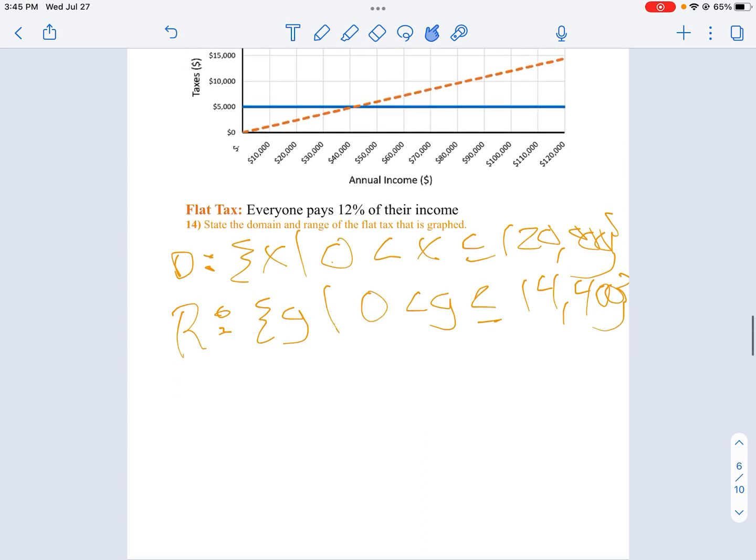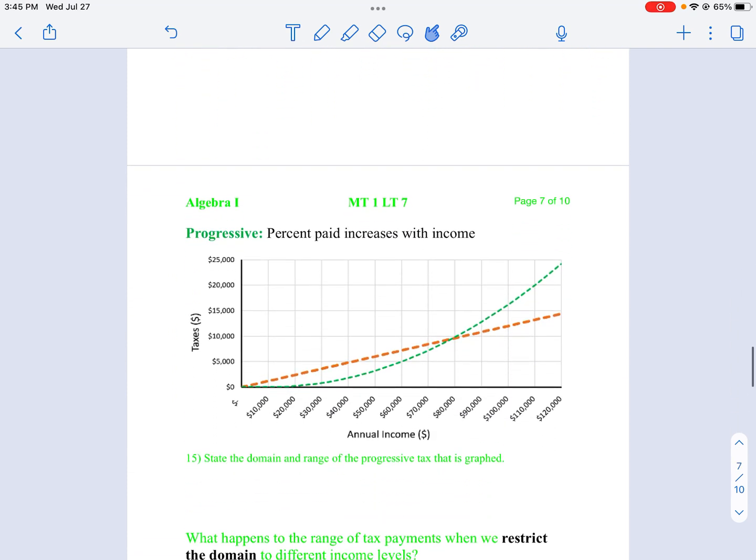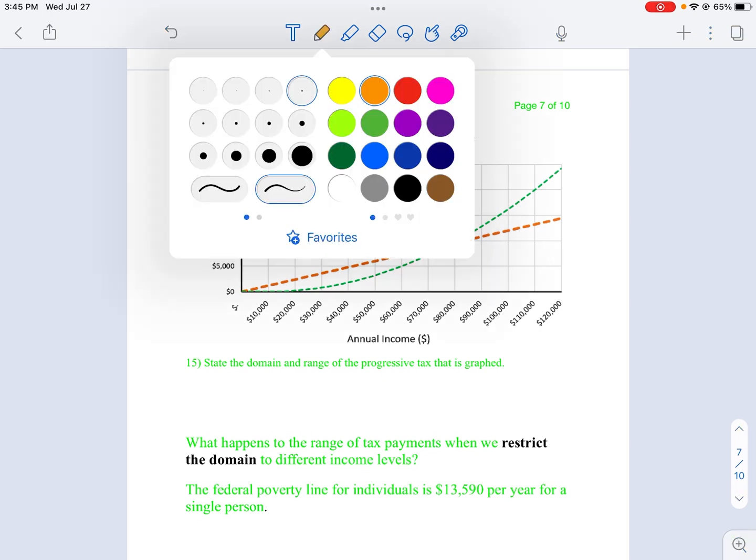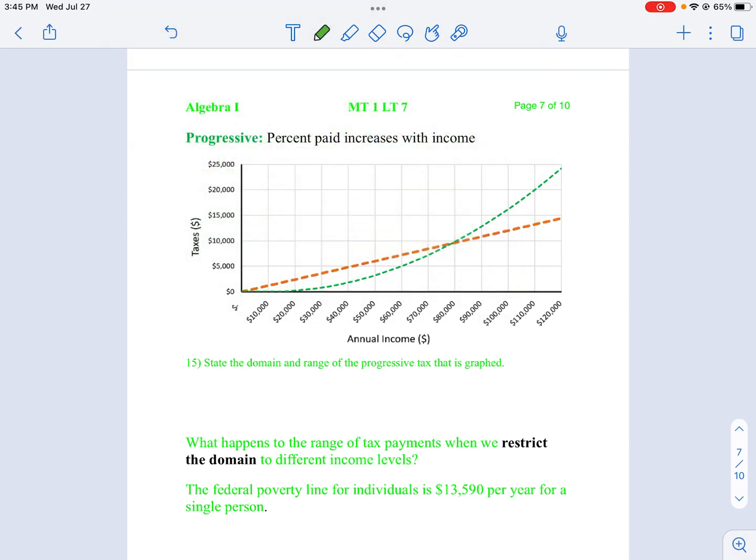Now let's take a look at a progressive tax. This would be a percent, so I want to do the domain and range, just like I did before. So my domain doesn't change, so my domain is going to be the set of x such that 0 is less than x, which is less than or equal to 120,000.